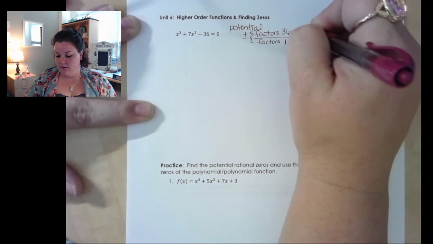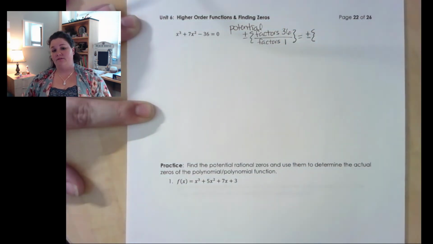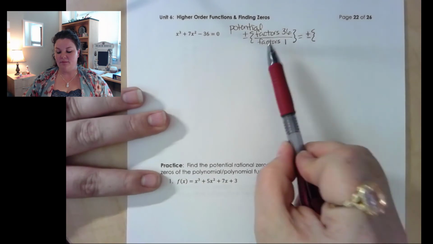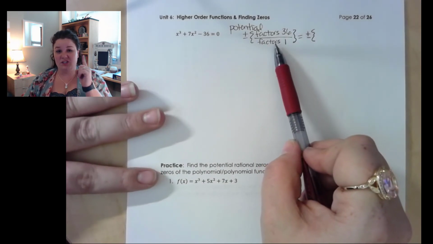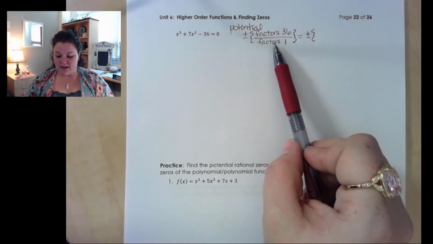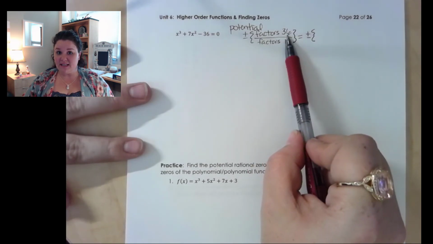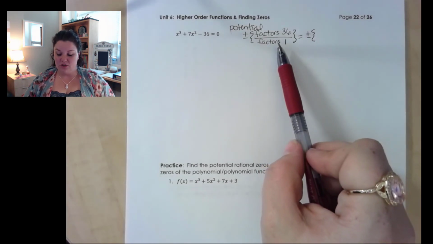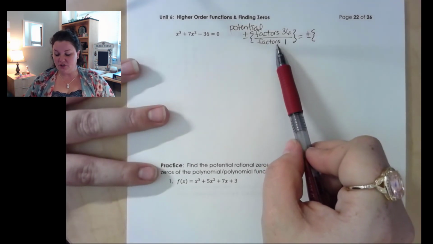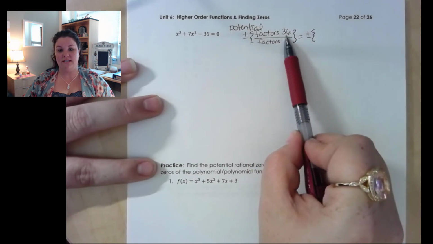Now, this actually works out nice for us because notice anytime your leading coefficient is a 1, the only factors that you have of 1 is just 1. So we're going to take all the factors of 36 and write them over 1. Well, any number over 1 is just itself. So really all we're getting here for our potentials is all the factors of 36.